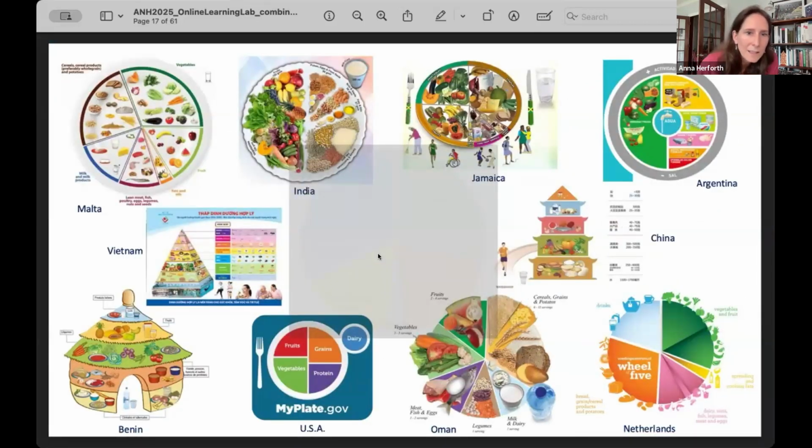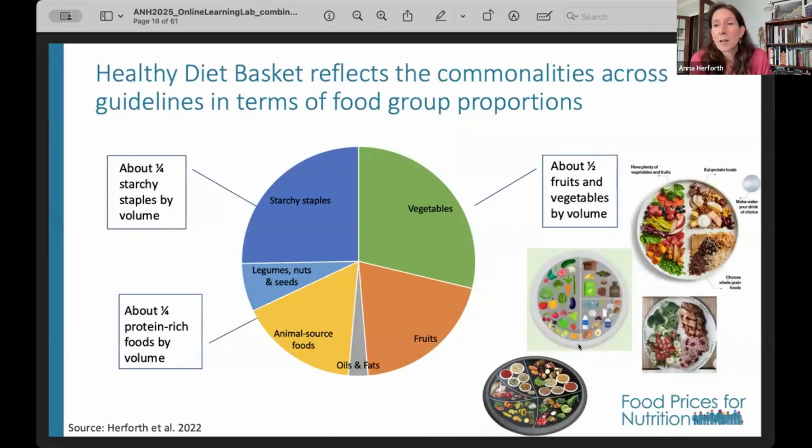It looks like there's something wrong with the middle graphic. I apologize for that. But when we look at dietary guidelines that have been published across countries and analyze what food groups all of these different countries recommend, and in what proportions, we can look at the average across countries. And in doing that, we've come up with something called the Healthy Diet Basket, which is used as a global standard for reflecting the commonalities across national food-based dietary guidelines in terms of what food groups are needed on a daily basis and in what proportions.